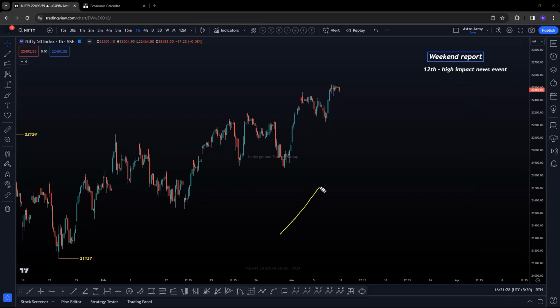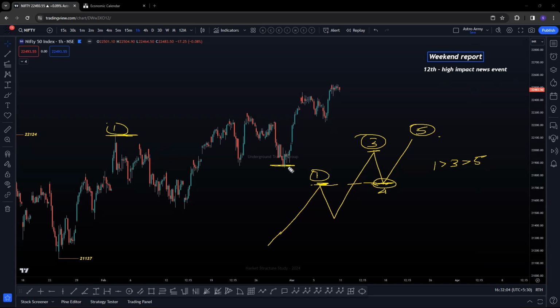The only rule is your wave one. Actually, it's not the only rule, this is the major rule. The major rule here is your wave one is greater in length than your wave three. Then wave three is greater than wave five. So 1 is greater than 3, 3 is greater than 5. Then the fourth wave should break into your first wave region. If this is the high of the first wave and this is the fourth wave, you can see it has broken into the region of the first wave.